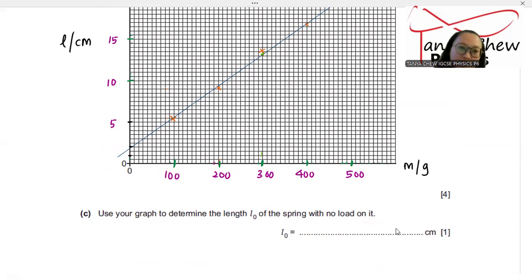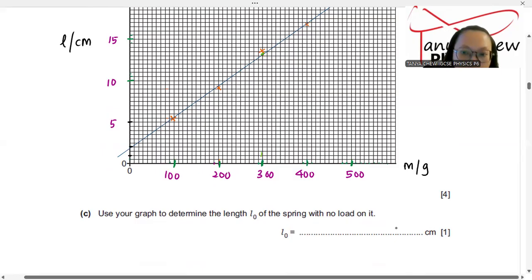When the mass is equal to 0, read on your y-axis because you start from origin. So you can take the reading on your y-axis. My y-axis is 2 cm. So 2 cm is my answer. This is 2.